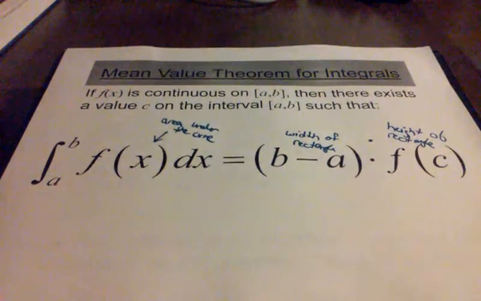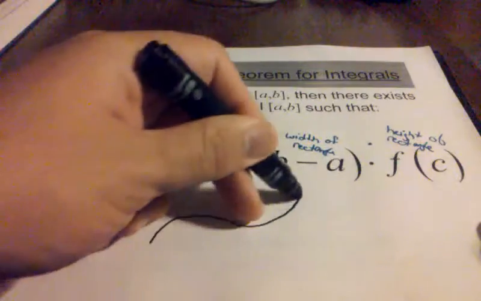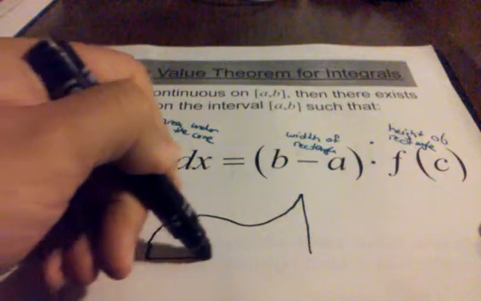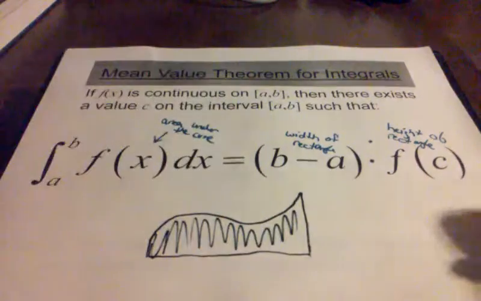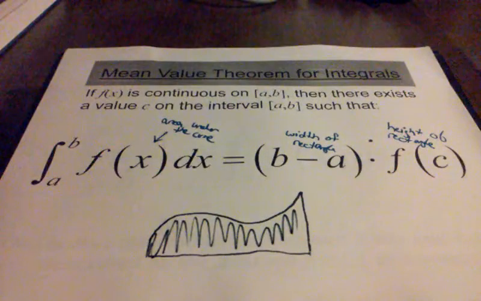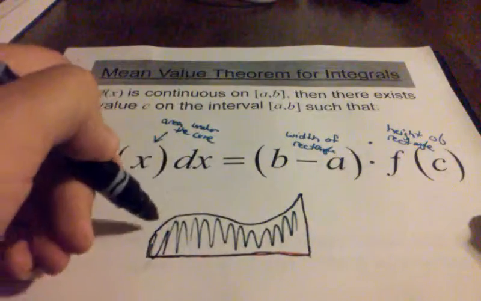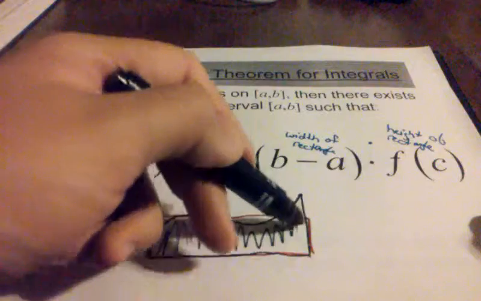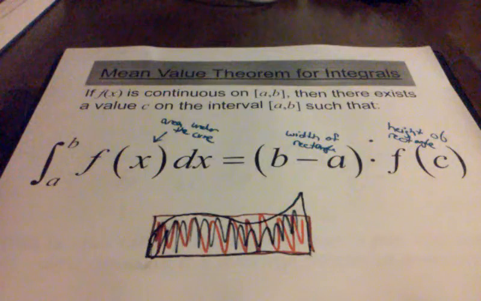Let me draw you a picture, and that might help as well. For example, let's say that you had this random function and that you wanted to calculate the area under this curve. What the mean value theorem says is that there exists some rectangle that has the width of the interval, but there is some height to this rectangle such that the area of that rectangle is equivalent to the area under the curve. That's what the mean value theorem for integrals represents.